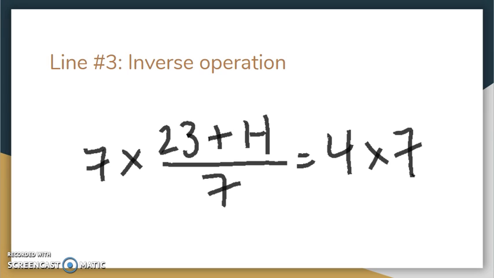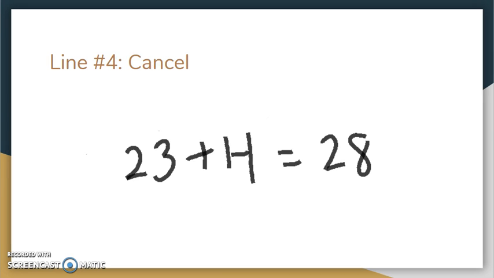So let's multiply 4 and 7. As I said in the previous slide, the 7s cancel out each other. So we're left with 23 plus h on the left side of the equation. On the right side, we had 4 times 7 in the previous slide, which equals 28.